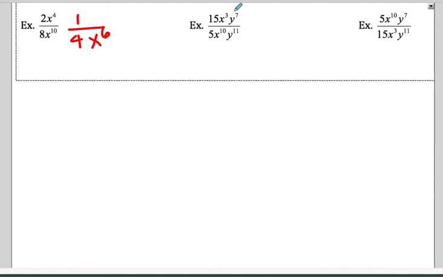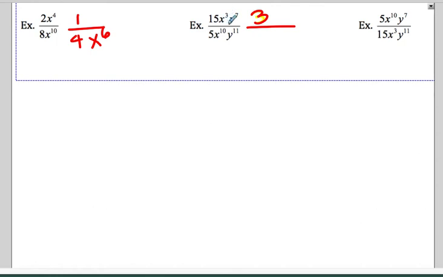Okay, so we're going to go ahead and do this example together, and then you'll try this one on your own. So we have 15x to the 3rd, y to the 7th, over 5x to the 10th, y to the 11th. So it's really important that you realize that the 15 and 5, you're going to reduce them like a fraction. So you ask yourself, how many times does 5 go into 15? And that is 3. And I'm going to put that in the numerator, and you can say that 15 is bigger than 5, so it would belong up there as well.